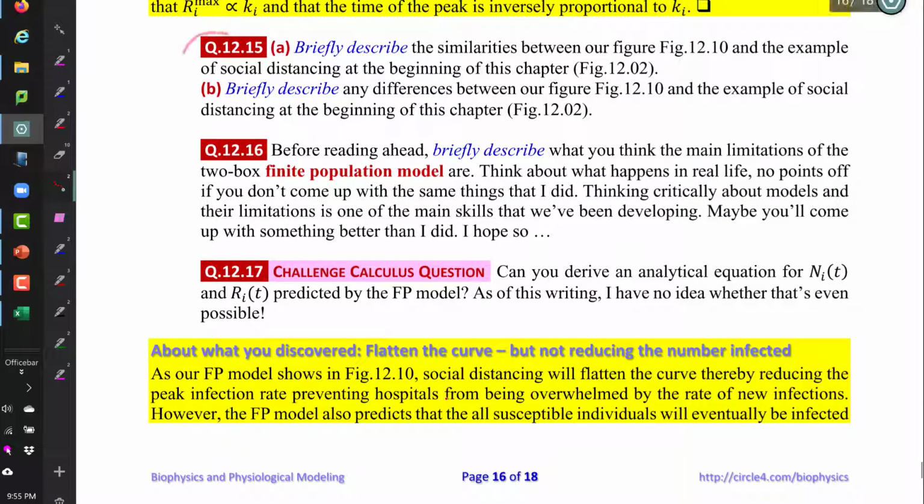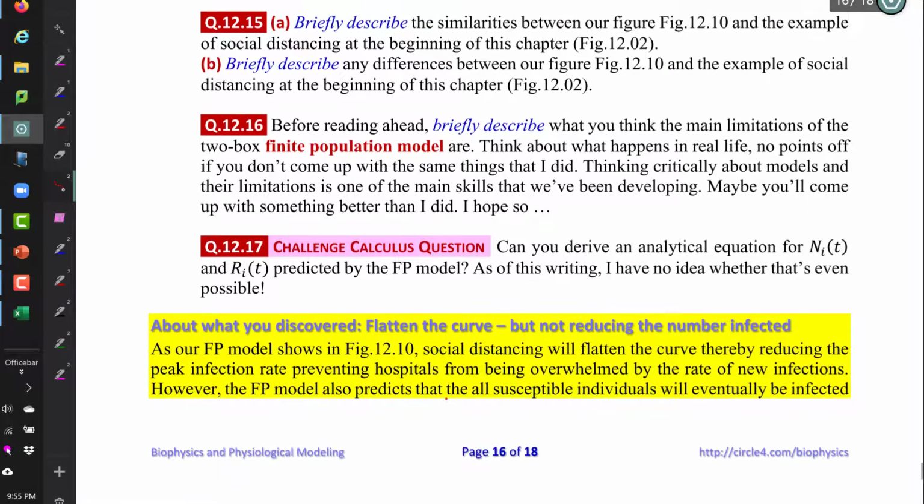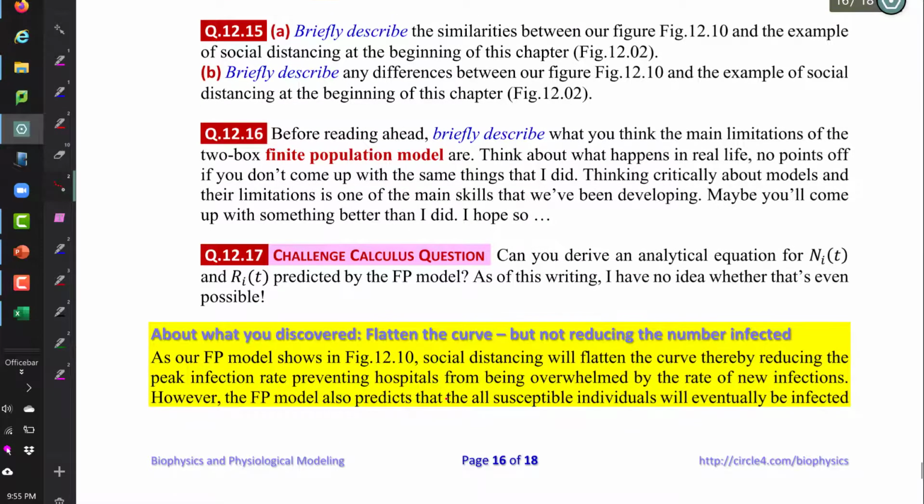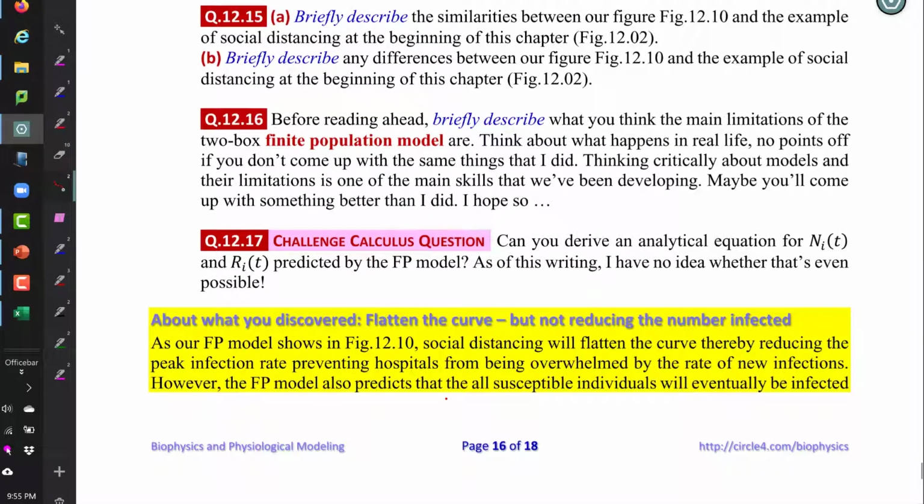And then these are discussion questions that I'm not going to talk about now. You can go through and see if you can figure out what the right answers are. And then this next question is actually kind of important, and it says, briefly describe what you think the main limitations of this finite population model, the one that we've just been doing, are. For me, this is actually one of the most important parts of the book, is trying to teach folks how to think about how models work and how to make them better.